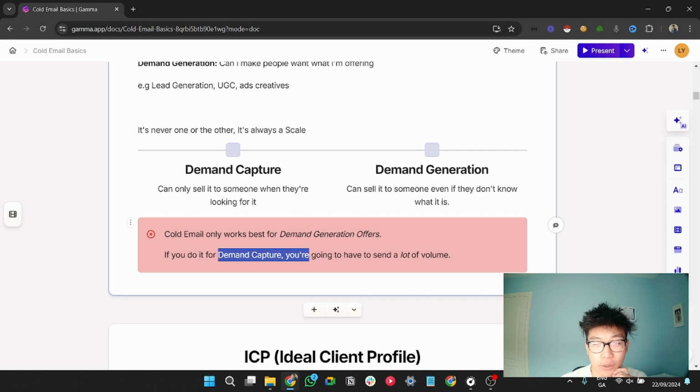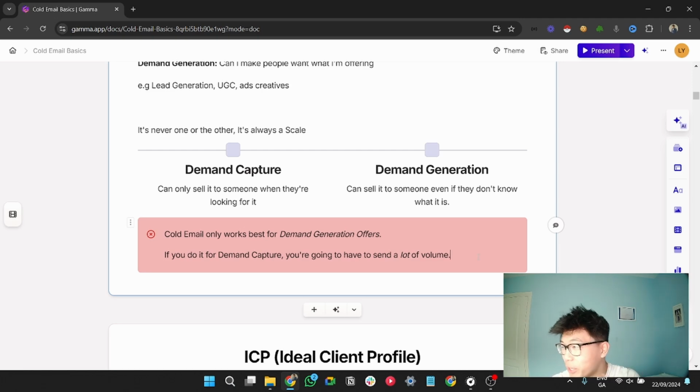If you do demand capture, you're going to have to send a lot of volume. The reason I know this is another story, I guess. I was running cold email for a branding agency, and maybe in 2020 or 2019, the offer would have ripped because people had so much money, and they had so much social proof, and I was following all the best principles. But it's a brand.